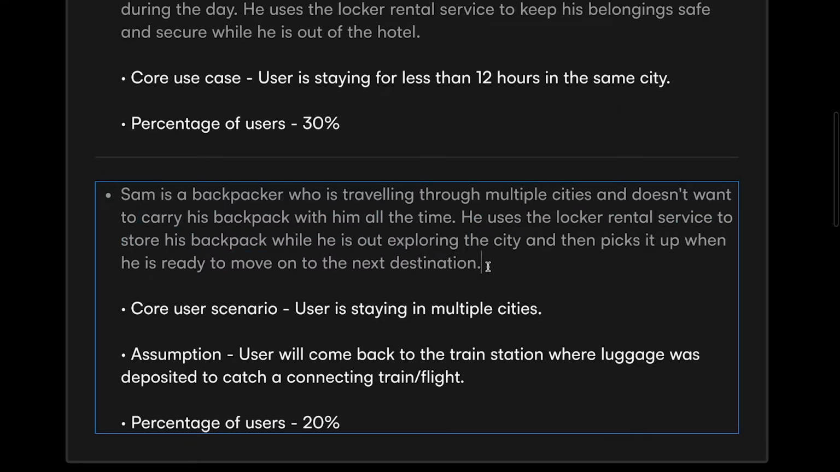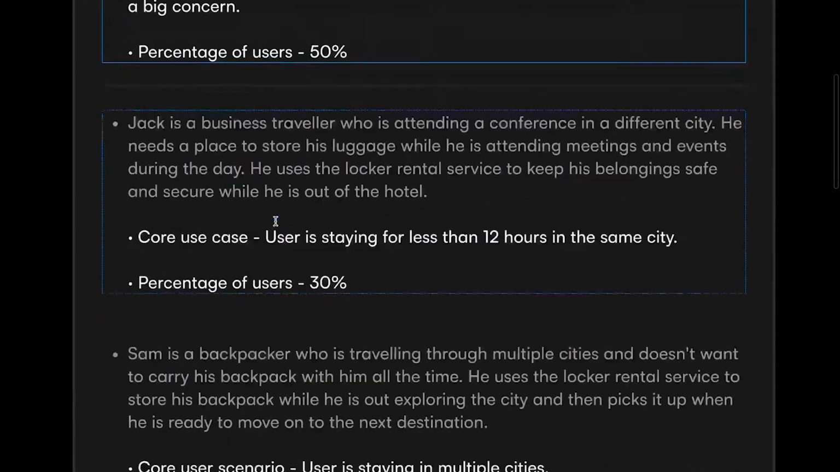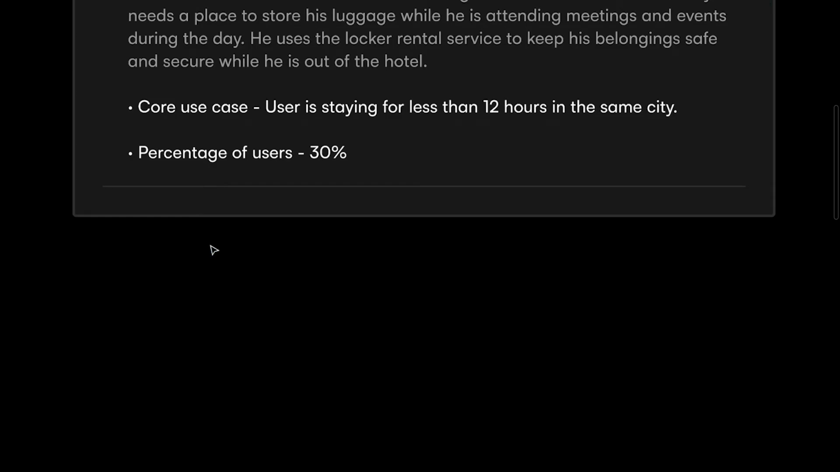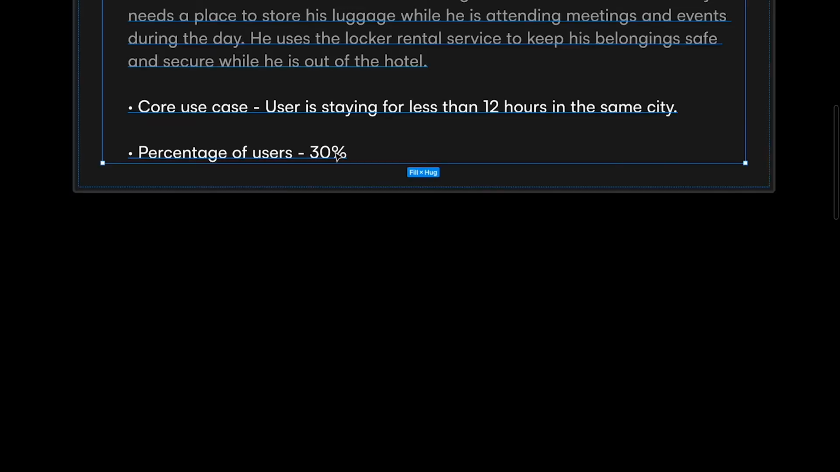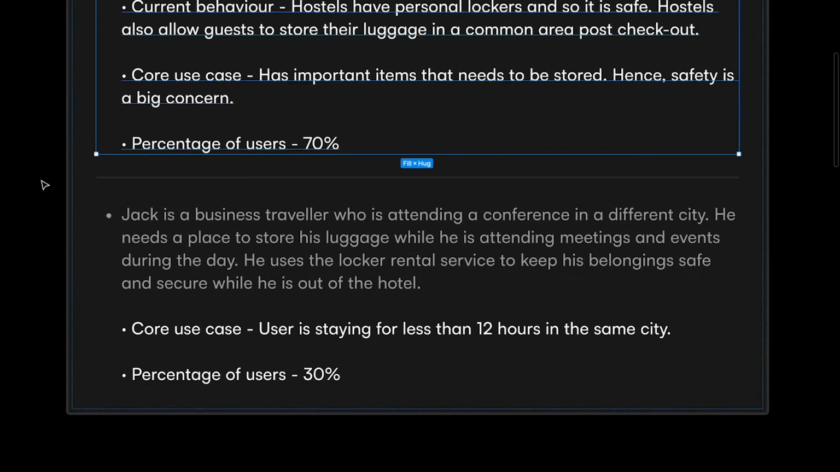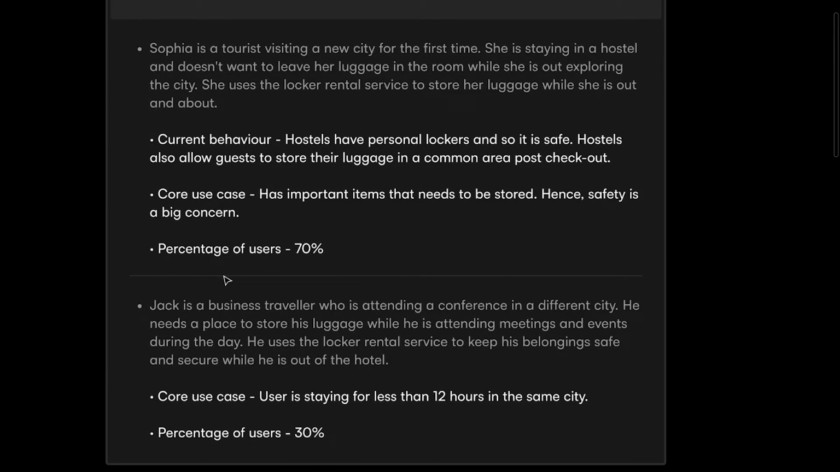Now, to be very honest, this is pretty much very similar to Sophia's use case, right? It's not really a big deal. Even though here, Sam's core use case is not security. He just needs a place to keep it, right? So what I'm going to do is I'm just going to delete this one, all right? And I'm going to probably make this maybe 70%, or maybe this is going to be 30%, and I can bump this up to like 70%, right? Now this totally depends on which city it is, right? But we have some assumption to proceed forward, right?